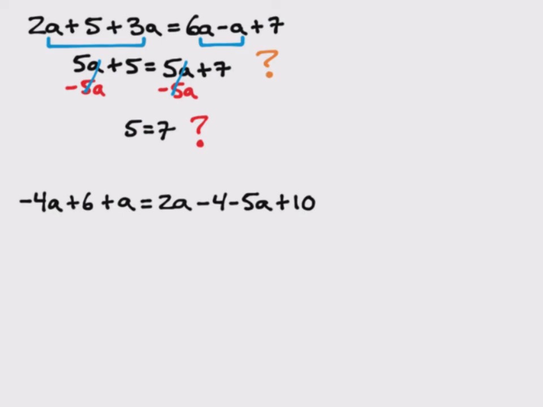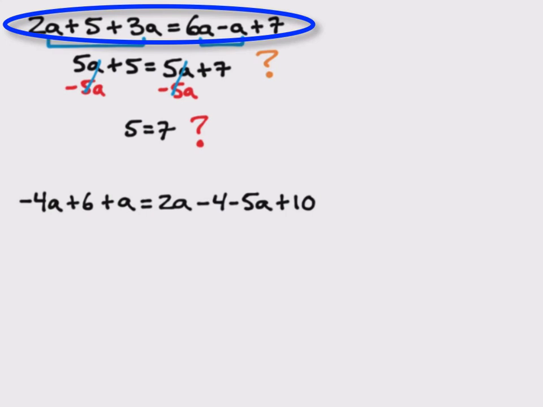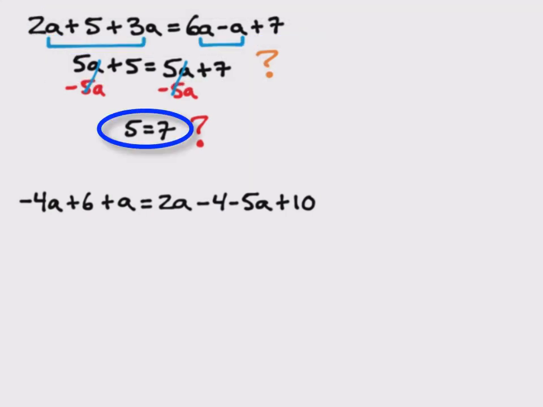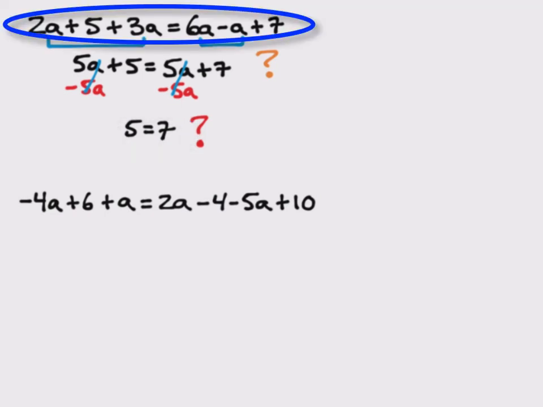Very interesting. So as we made our way through solving this equation, we ended up with a nonsensical statement, 5 equals 7. Well, what does that mean? What it means is, if this original equation were true, then this statement must be true. And then this statement must be true. But 5 equals 7 is not true. There's no value of a that's ever going to make this true, so there's no value of a that'll ever make this true. And therefore we'd say that this equation has no solutions.